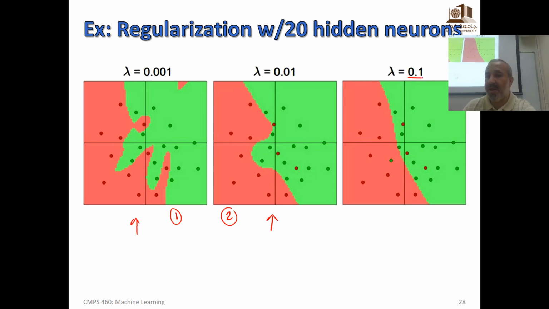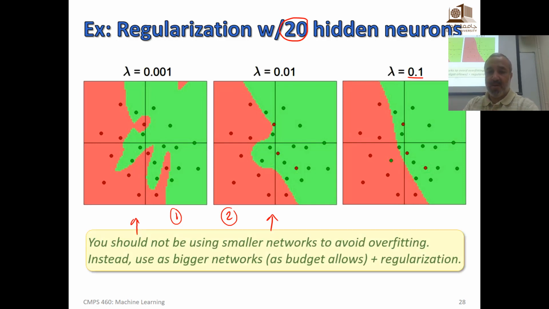This is with increasing the regularization, all with 20 hidden units. Even with 20 hidden units, we saw in the previous slide that it was overfitting without regularization, without any way to avoid overfitting. Then here we have a regularizer, so we made a balance. The capacity of the network is high, it can learn more functions, but it is regularized to avoid overfitting. So you should not be using smaller networks to avoid overfitting. Instead, use bigger networks as much as you can, of course, within the budget.